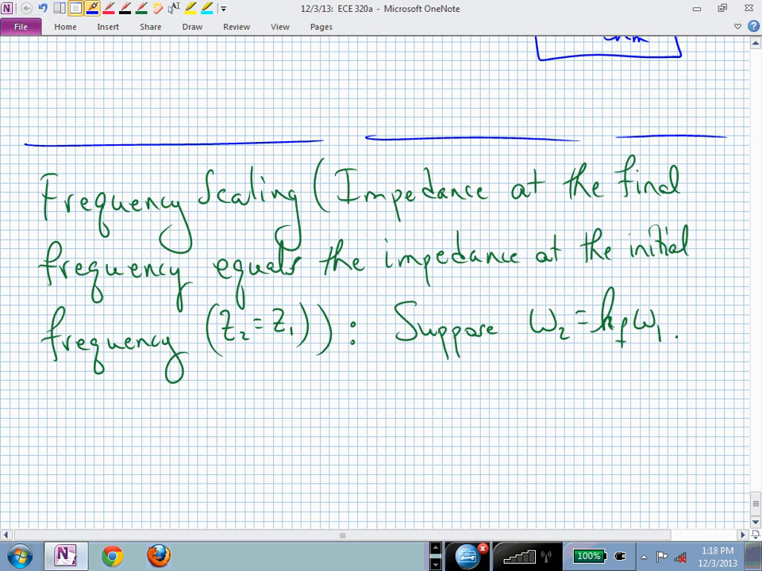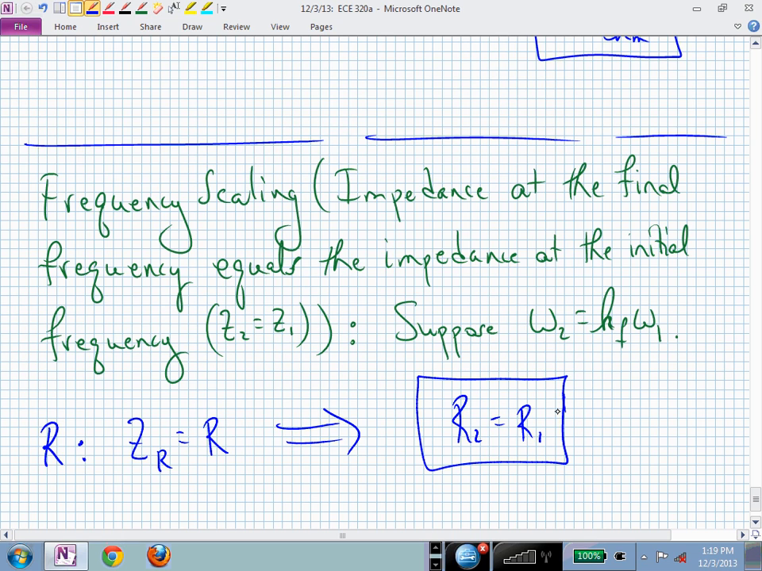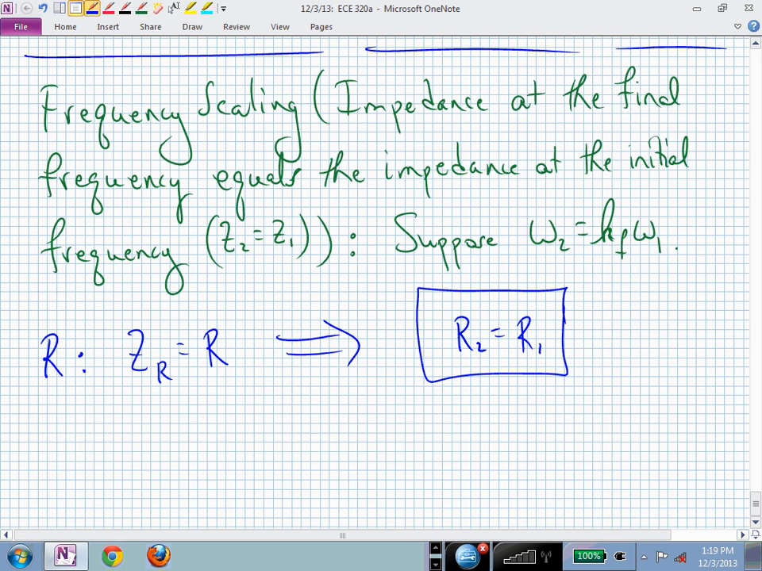If I look at my resistor, how does the frequency scaling impact my resistor? It doesn't, does it? There's no omega in that impedance expression for my resistor. This final resistor is equal to the original resistor when I'm just scaling the frequency. I don't have to worry about changing the resistors.